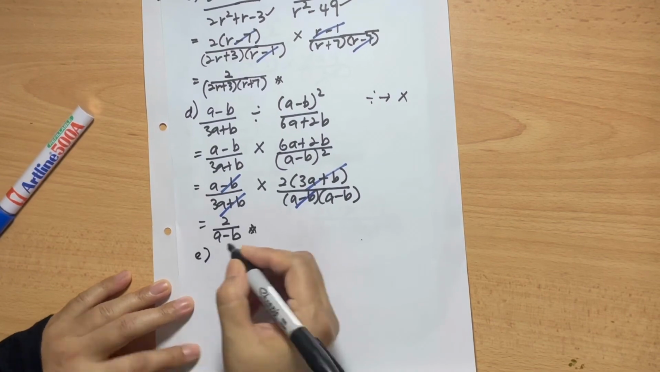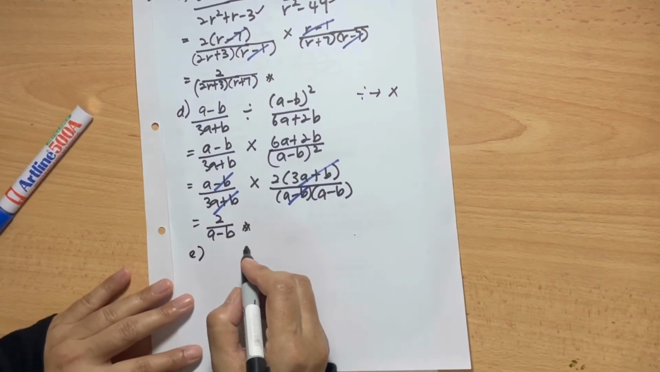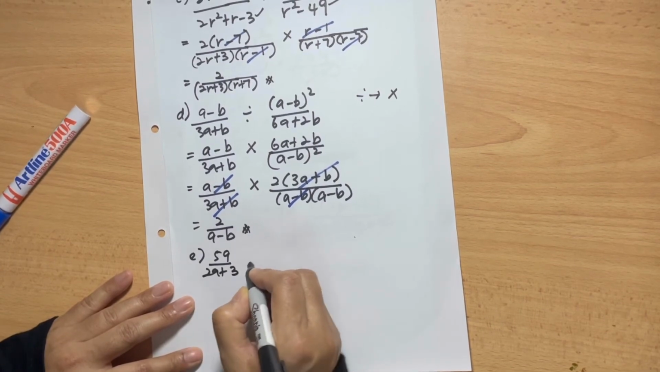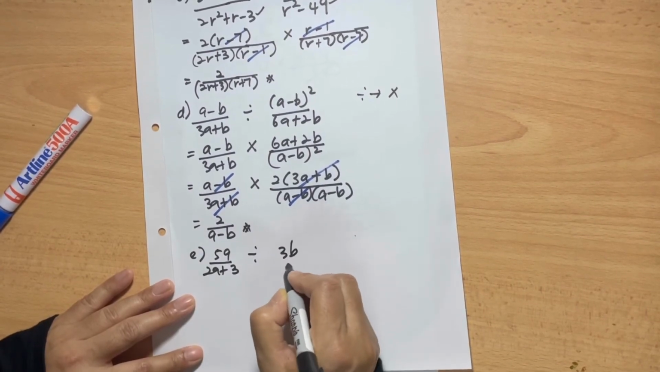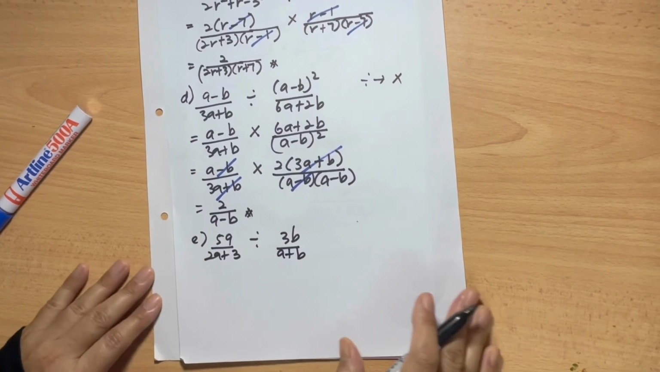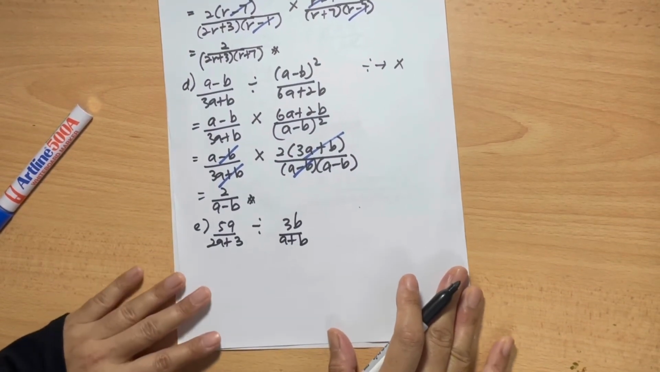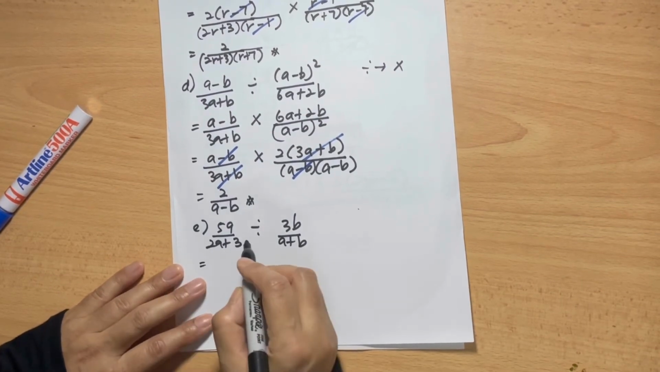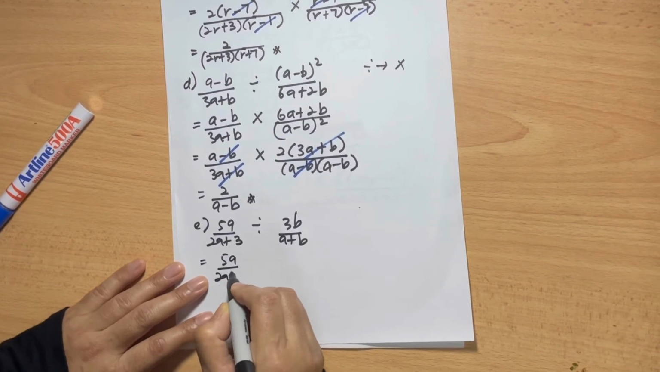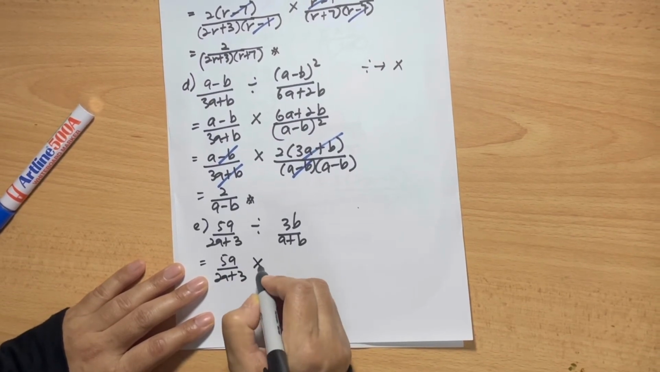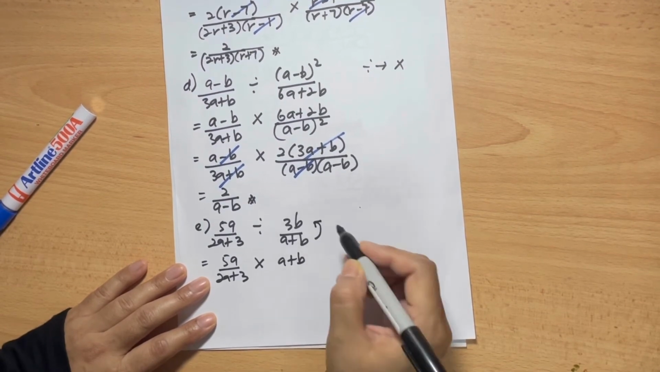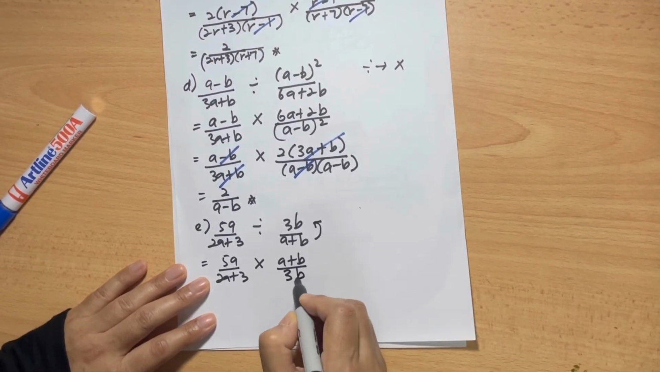E. 5A over 2A plus 3 divided by 3B over A plus B. Again, the same method, where we write the algebraic expression again. 2A plus 3, divide becomes times. A plus B, you change it to the top, over 3B.